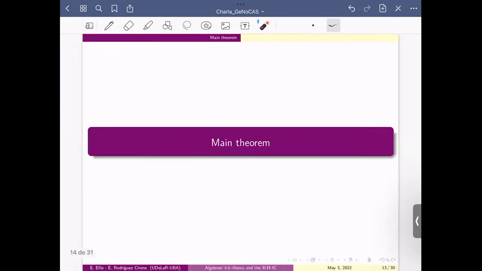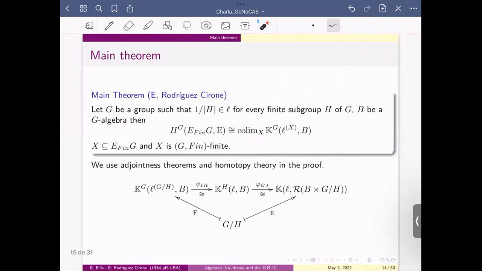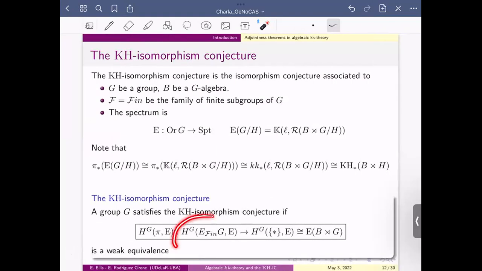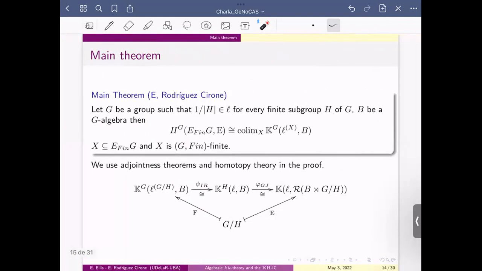Okay, then what does the main theorem say? What we do is to write the left-hand side of this assembly map in terms of equivariant KK theory, equivariant KK groups. Then our main theorem says that if we have a group such that the order of every finite subgroup H of G is invertible in L.